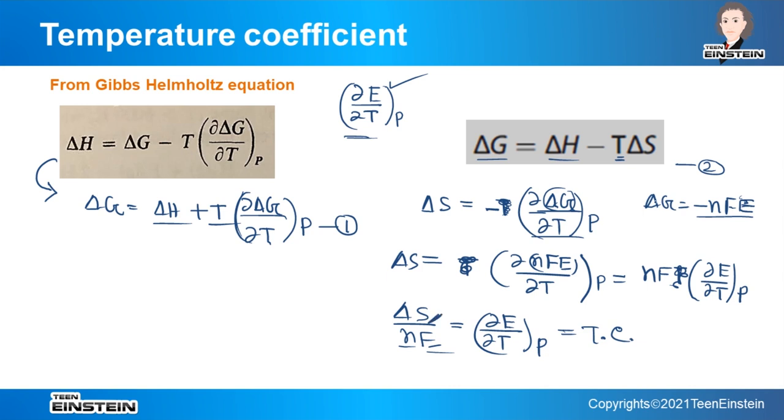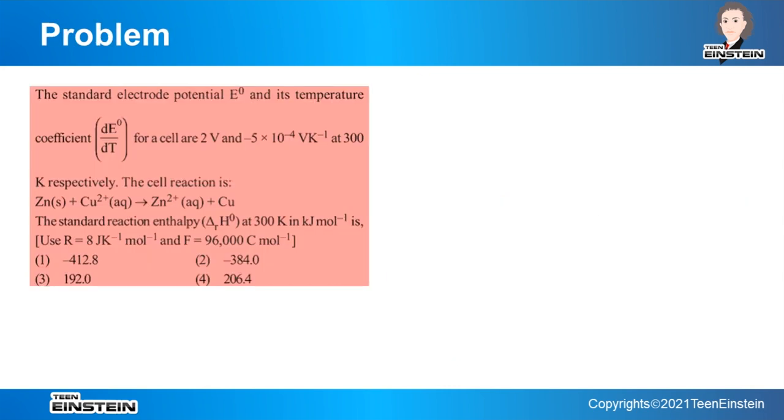And from this equation, if you know the value of del S and the value of del H, you can find the value of del G. Or suppose the value of del G and del S is given, then we can also find del H. So this is the utility or application of the temperature coefficient. Now we will see a problem related to this temperature coefficient.